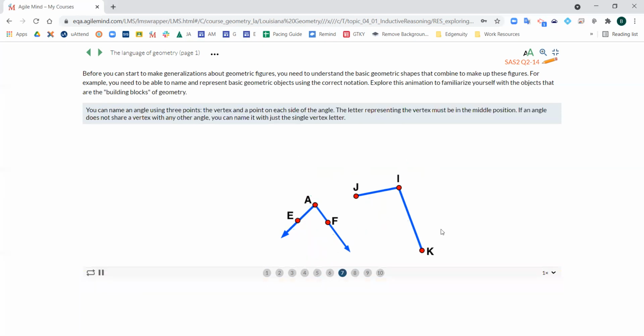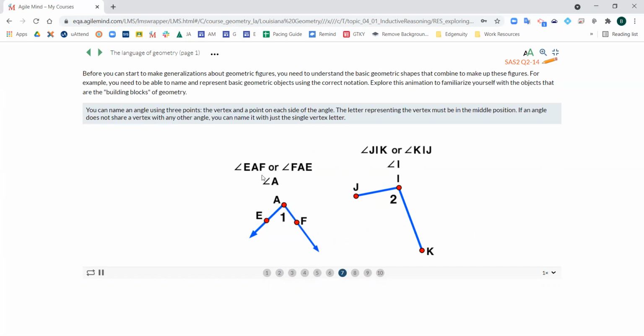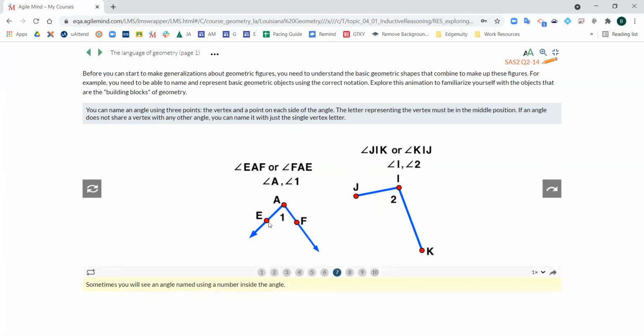And then to name angles, you're just naming them. I think of naming it like how you would trace it. So we would trace this as EAF, or I could trace it FAE. You can also name them by the vertex, or if there's a number without the degree symbol, you can name it by that number. So we have EAF, FAE, angle A, angle 1. This little symbol right here means angle. Same thing here, JIK, KIJ, angle I, or angle 2.